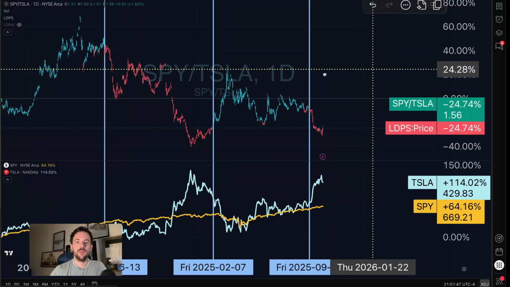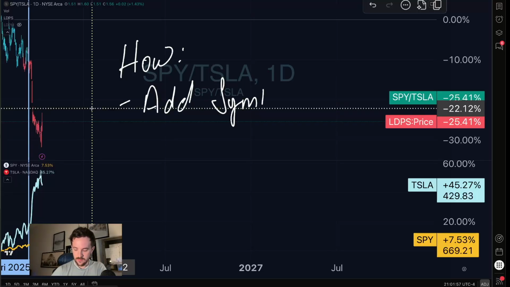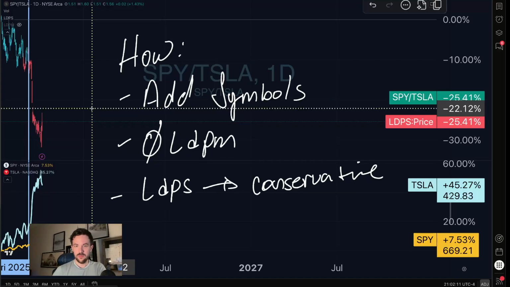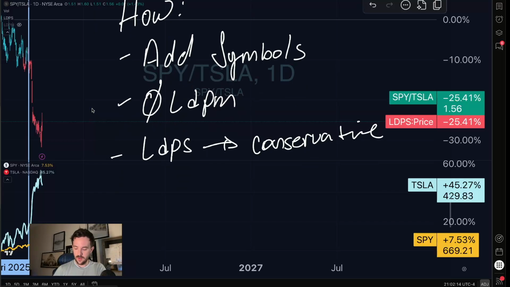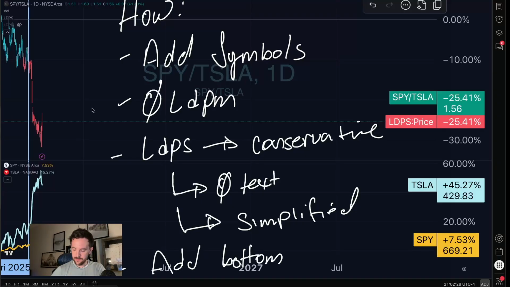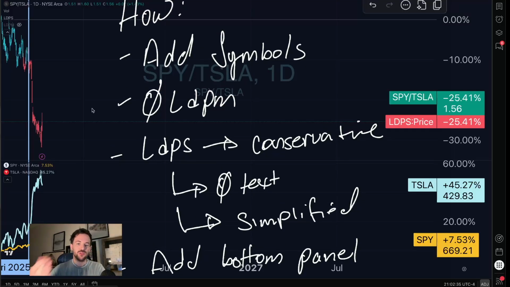So that is the, I'm just going to back up real quick, just as a quick recap, how mainly just adding the symbols, no LDPM, LDPS, I tend to go conservative, make sure that text is good, and then disable text, and get this unsimplified, and then I add the bottom panel to keep track of the actual price changes.